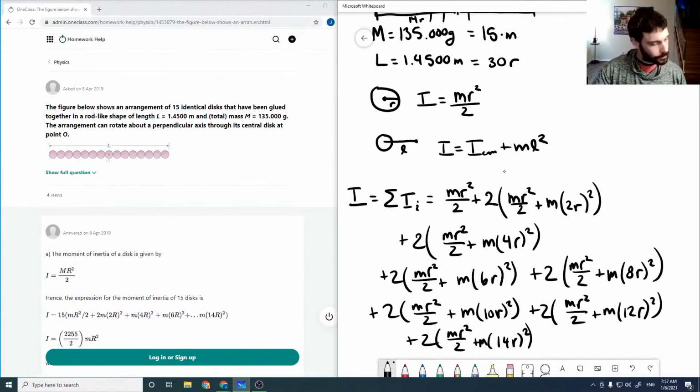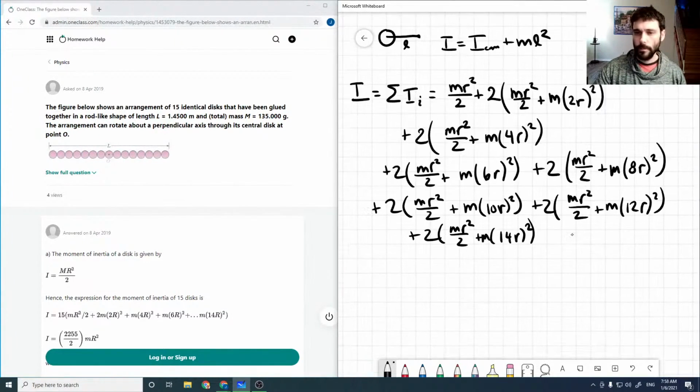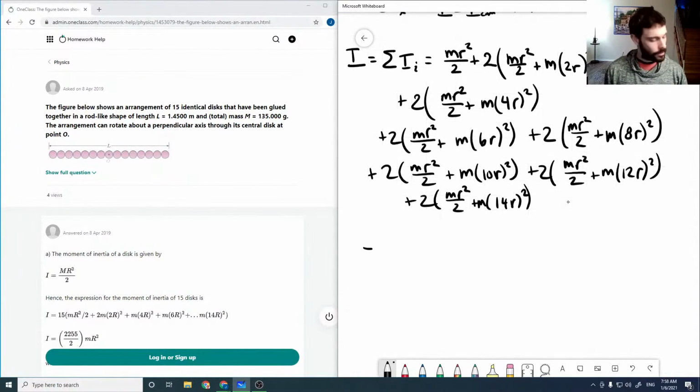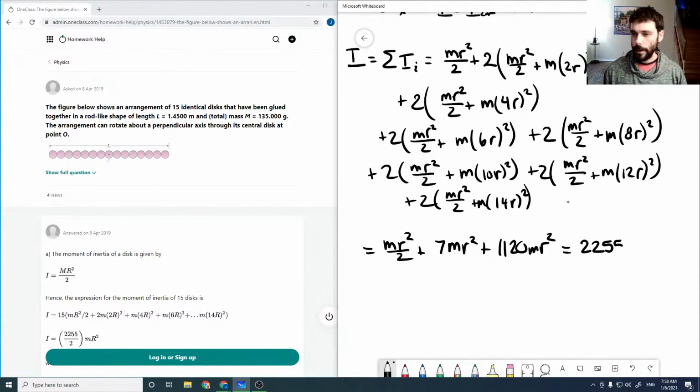Okay, so now there's quite a few there, and I'm just going to collect some terms here, and so this comes out to be mr squared over 2 plus 7 mr squared plus 1120 mr squared. When we do all this out, or 2255 mr squared over 2. Now we can make a couple simplifications here, right? So we said that L was 30R. So then L squared is 900R squared. And so then we can plug this in.